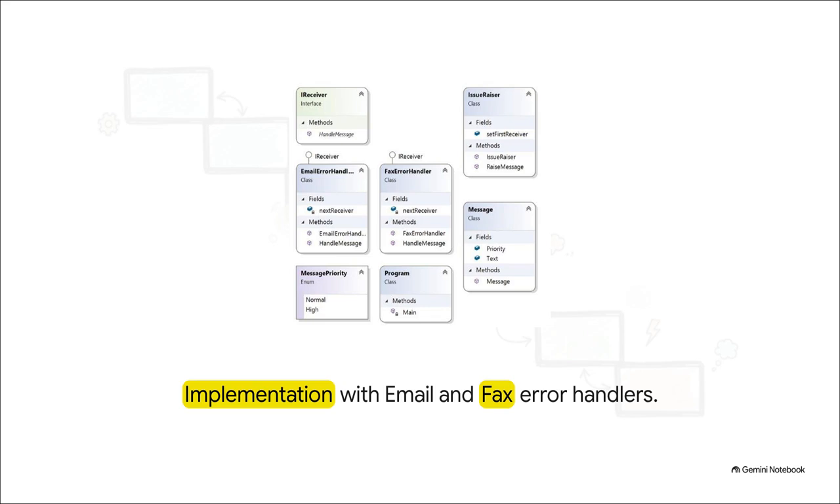So an issue raiser sends a message to the first receiver. If it's a normal priority, maybe the email handler processes it and we're done. But if it's a high priority, the email handler might pass it along the chain until it hits the fax handler to ensure it gets immediate physical attention. The logic dictating who handles what is perfectly encapsulated right within the handlers themselves.